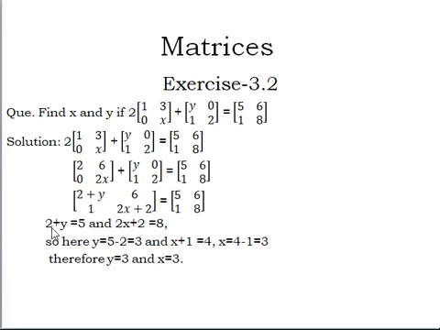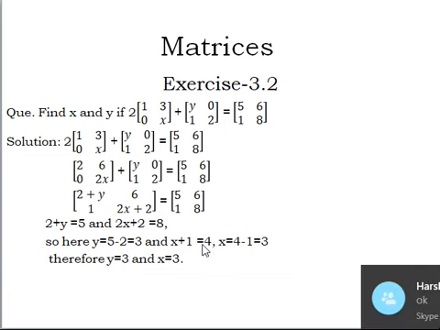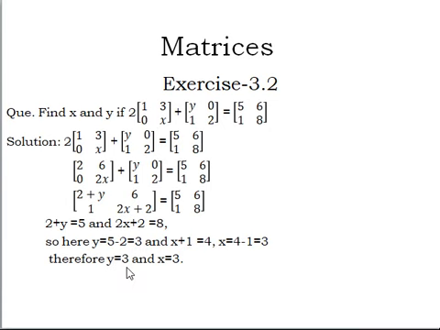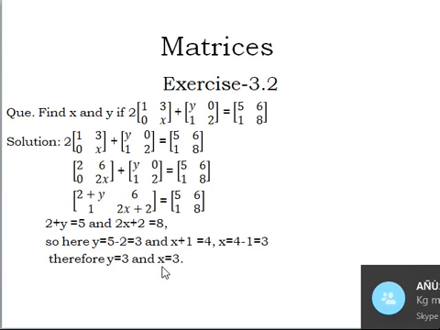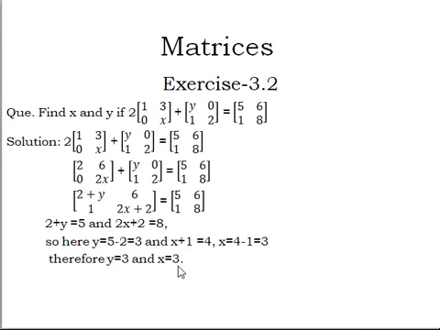So now when we transform this equation, we get y equals 5 minus 2. So value of y is 3, and x plus 1 equals 4 when we divide this complete equation by 2. So here x equals 4 minus 1, and this equals 3. Therefore value of y is 3 and x is also 3.